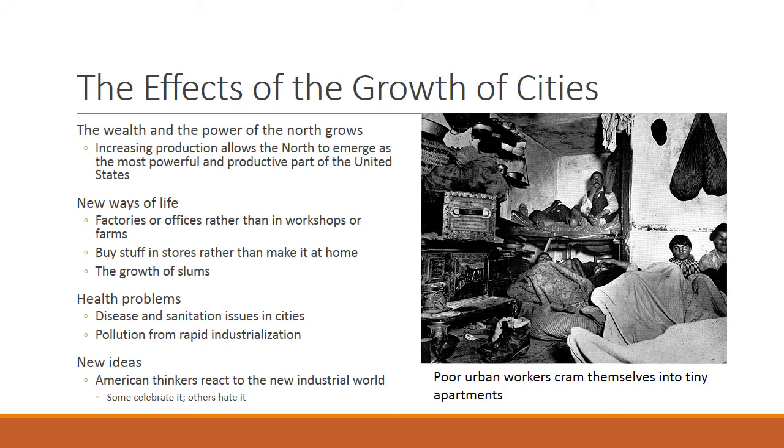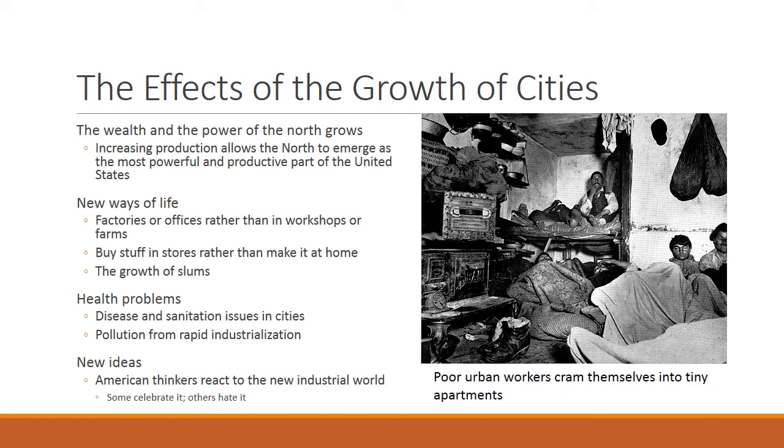But now let's think back on the growth of cities. Because of industrialization and because of these waves of immigration, the cities became really big and important. And because the cities grew and became important, the wealth and the power of the northern United States also grew. Basically, the growth of cities led to the ability for the northern states to produce more. And because they could produce more, they had more money and they were more powerful, and they emerged as really the richest and most powerful part of the United States.